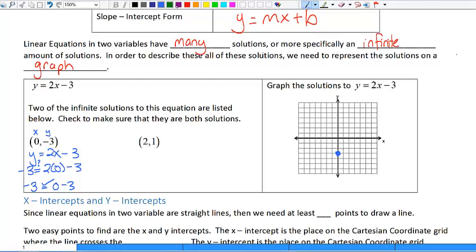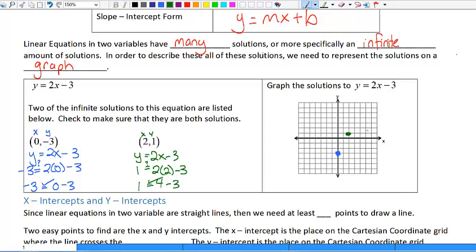Now let's try the next one. x comma y for 2 comma 1. y is equal to 2x minus 3. So I'm going to substitute in for x a 2 and in for y a 1. And then I put a little question mark on top of the equals because I can't truly say that they're both equal until I verify it. So I have 4 minus 3 on the right hand side equals 1. Sure, that is true. So 2 comma 1 is also a solution.